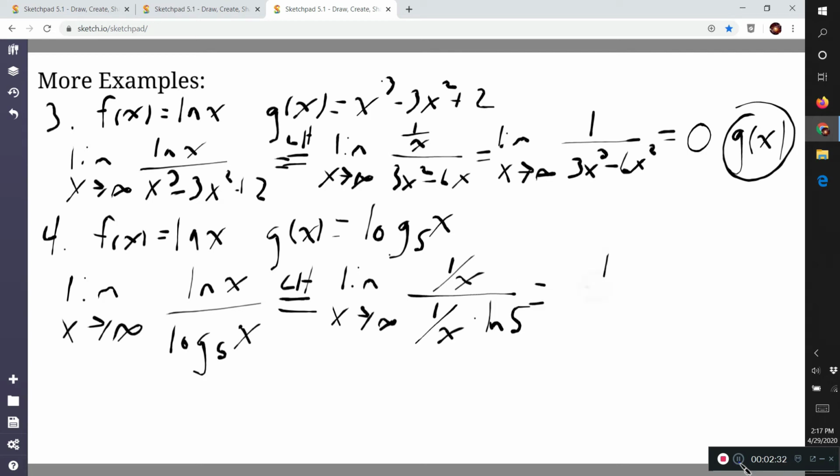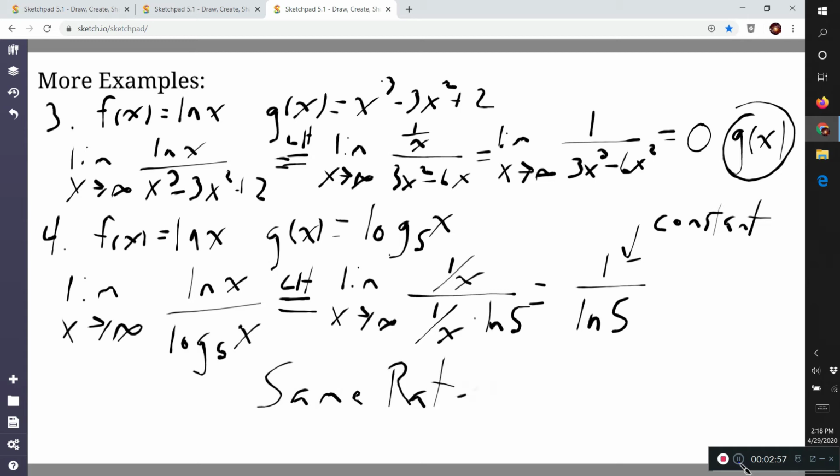And I'm going to apply an algebraic trick here: the 1 over x on top and bottom cancel, so you get 1 over ln 5. Now, that is a constant. 1 over ln 5 is a weird number, but it is just a number. This means that the two logarithms shown grow at the same rate. Anytime we get a constant that is not 0, they grow at the same rate. All right, let's look at a couple more problems here.